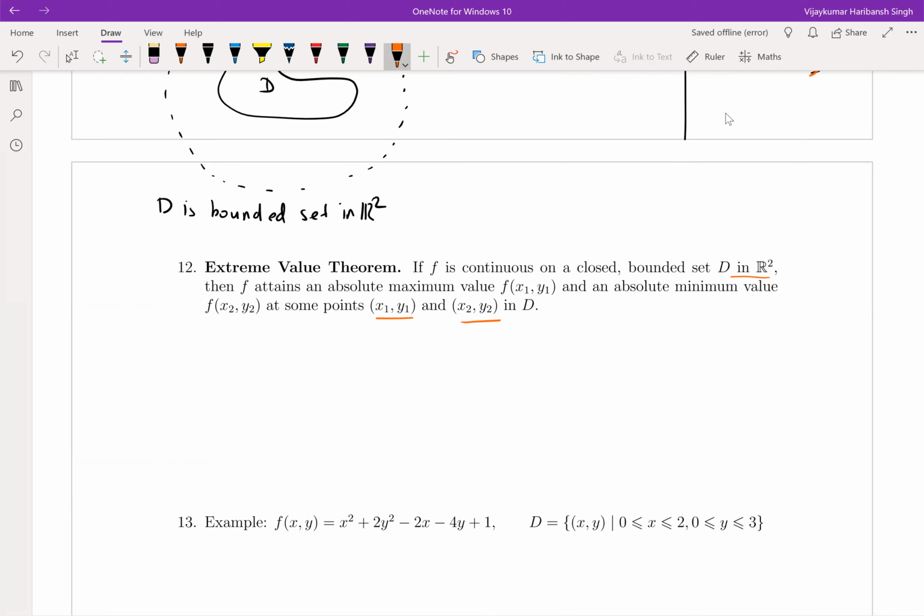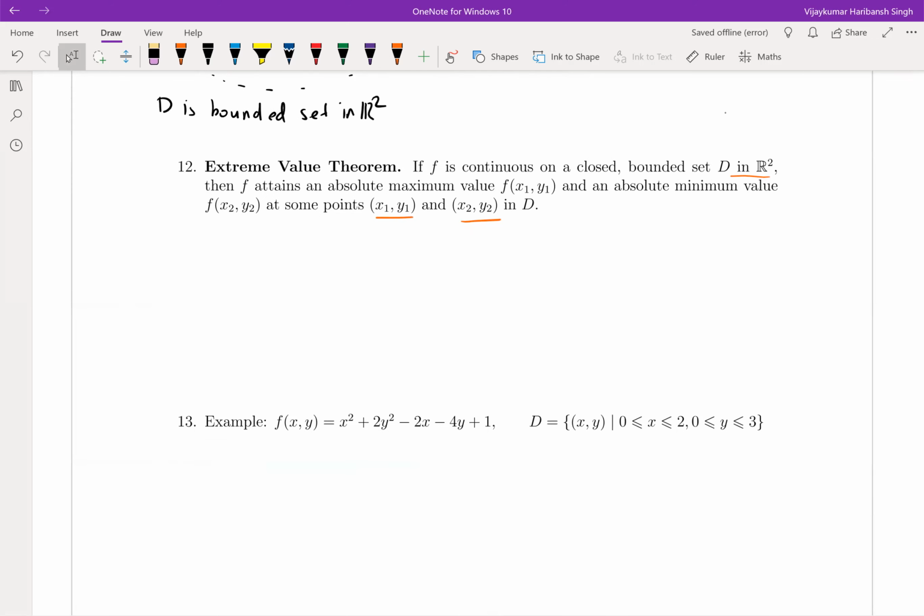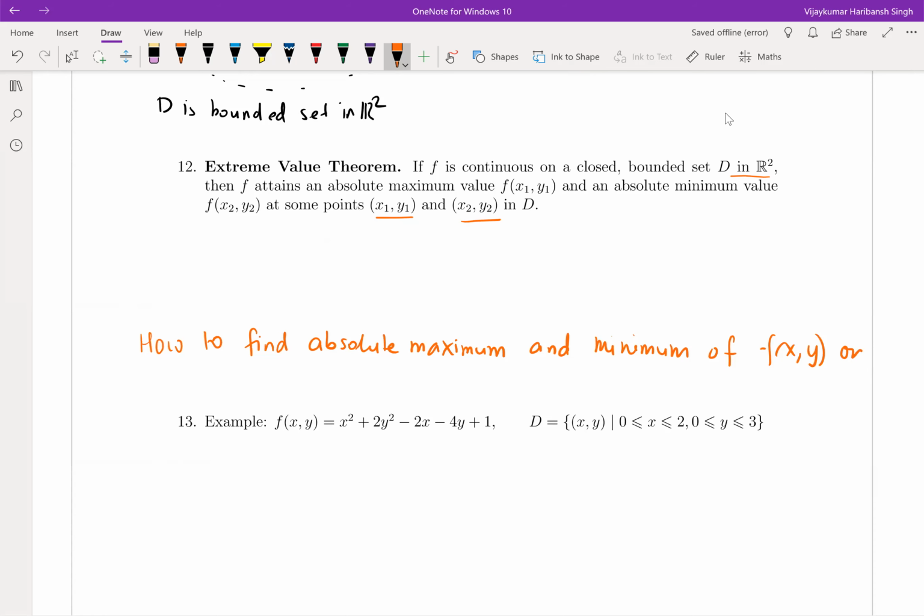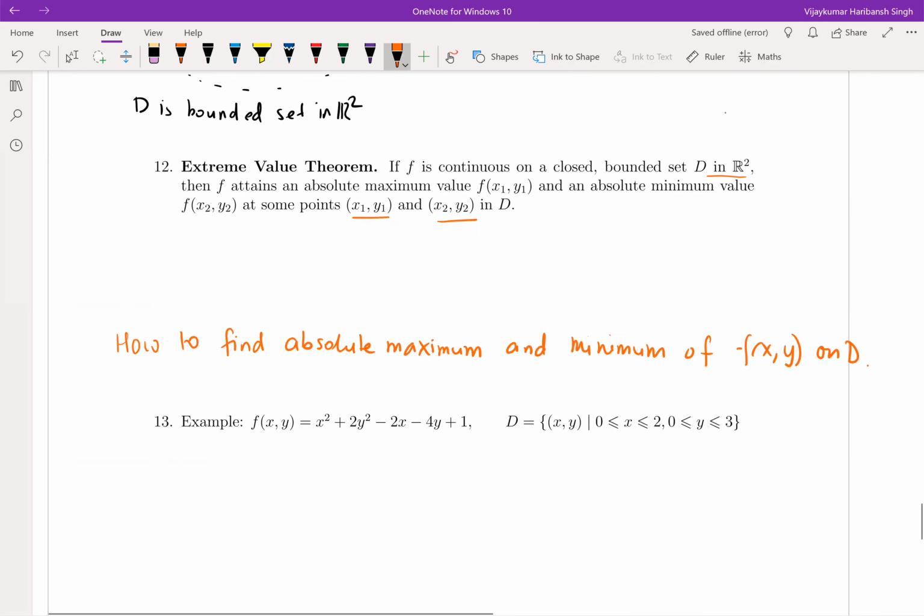All right. So now, where do these occur? The question is how to find the absolute maximum and minimum of f(x, y) on D. What is my D? D is closed and bounded.